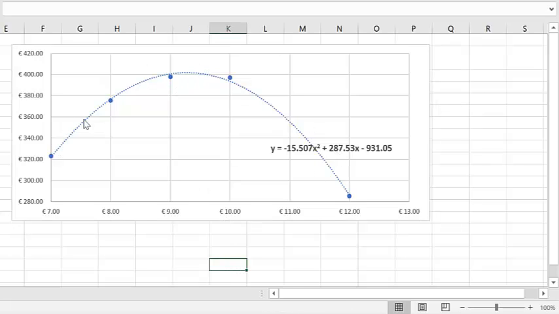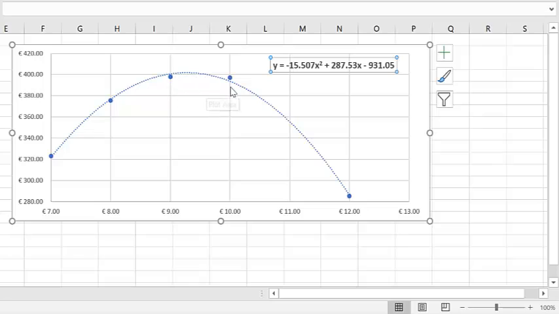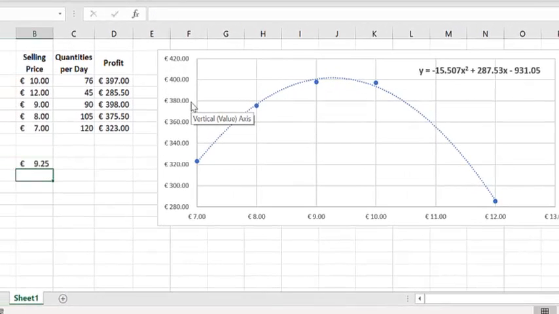We know that the highest profit is obviously somewhere here, where there's the maxima of the curve. So in other words, it is somewhere between 9 euros and 10 euros. In order to find the best price, which probably is around 9.25 or 9.50, I am going to write, for example, 9.25, 9.50, and 9.75. So I am using intervals of 25 cents.